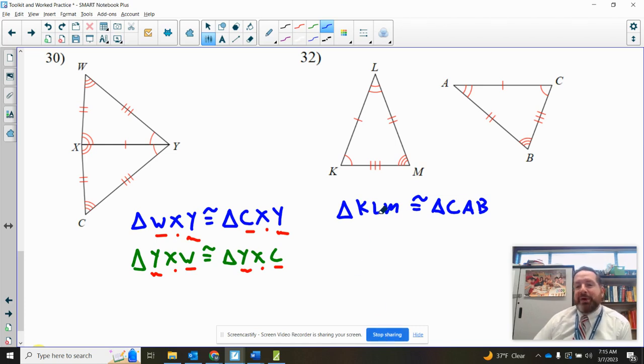A fitting way to end the practice here. So just make sure that your corresponding marks match up with each other.